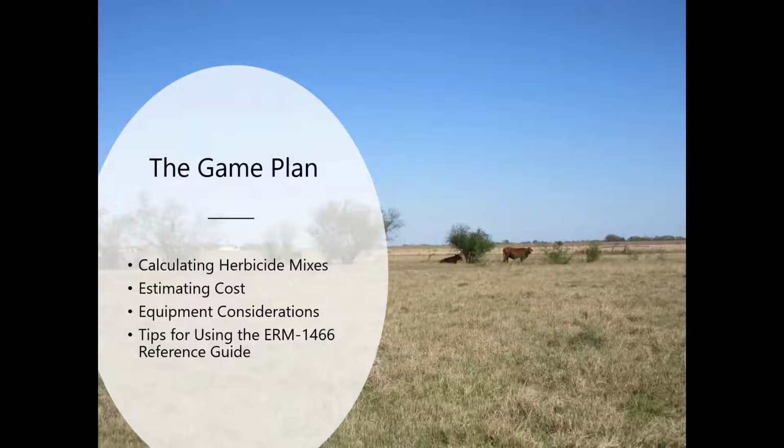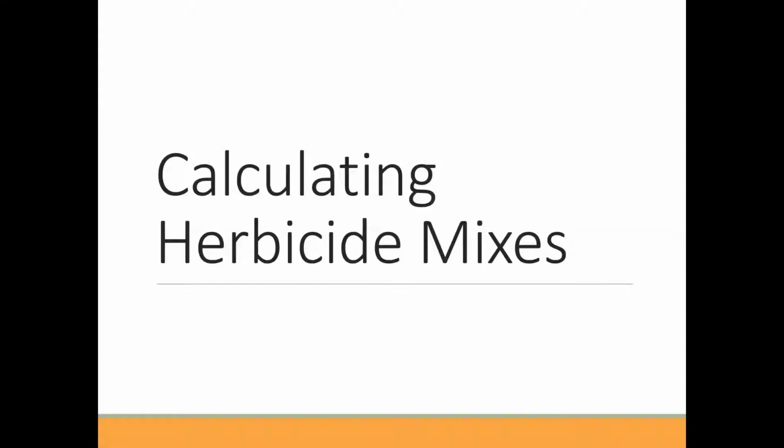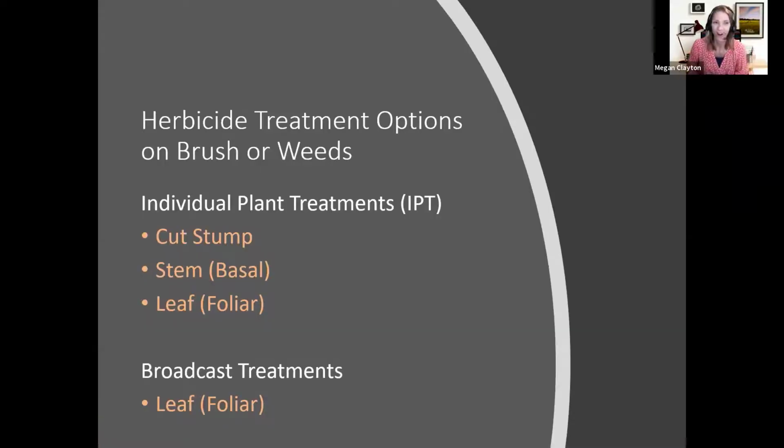So Megan, would you like to kick us off by covering how we typically treat noxious plants with herbicide and what should be included in a herbicide mixture? Sure. Yes, so we're going to start out with the very basics. Of course, this is just a review for all of you, but we have 3 individual plant treatment methods that we're going to be discussing today and talking about how to calculate those mixes: our cut stump, our stem or our basal treatments, and then the leaf or the foliar treatments. For broadcast treatments, obviously, we only have the leaf or the foliar treatments at this time.